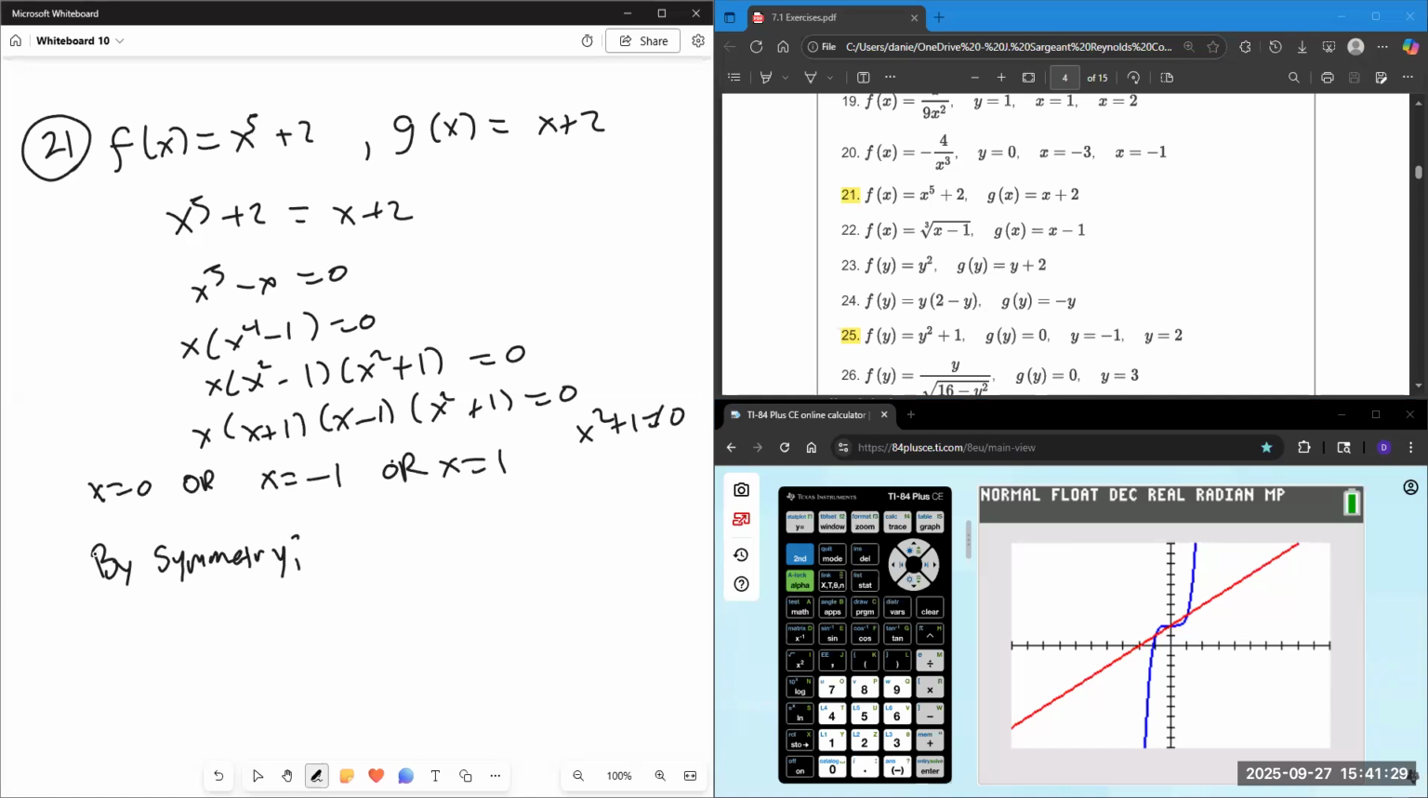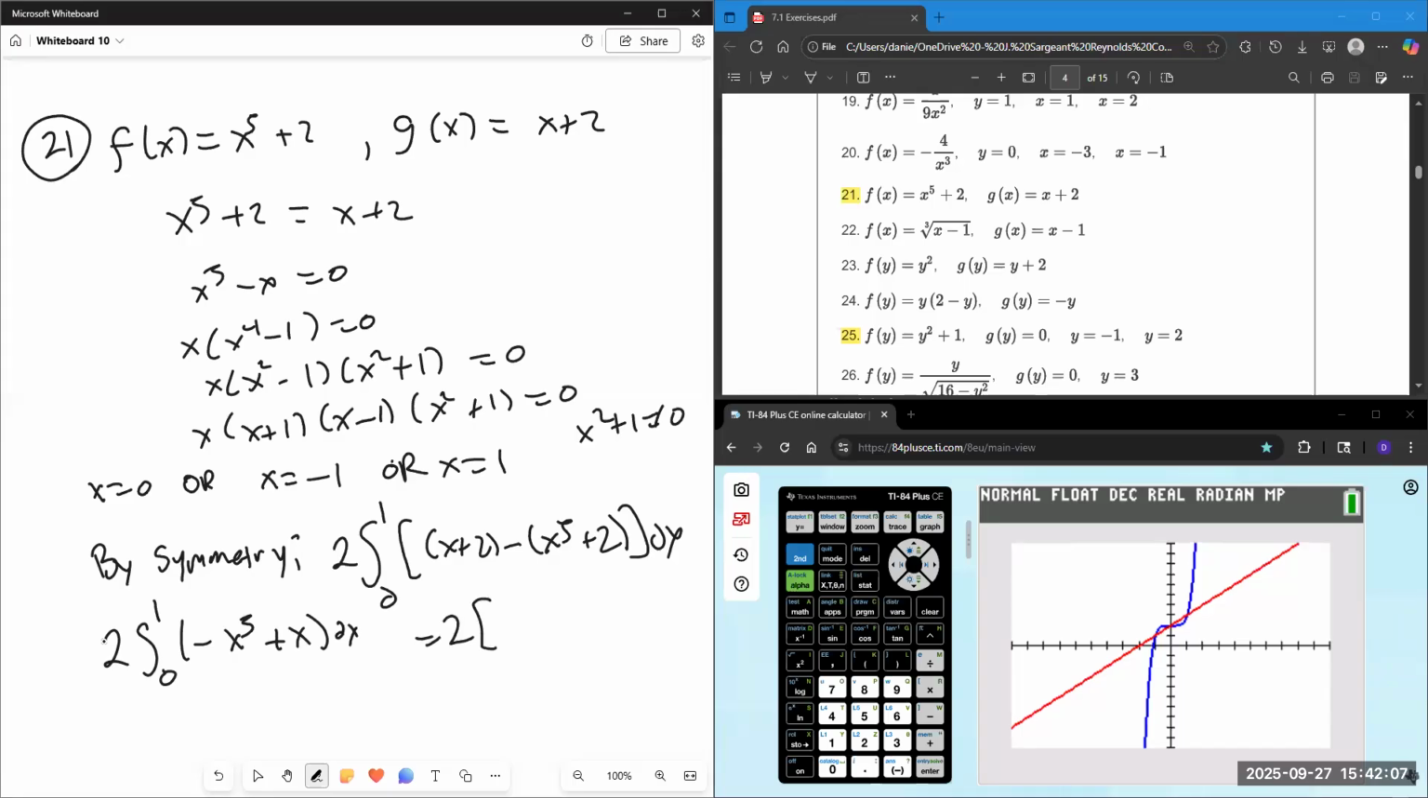this is 2 times, and then I can have -1 to 0 of, actually I prefer 0 to 1 here in this case, of the line minus the, okay, so this is 2, 0 to 1 of -x to the 5th plus x dx is 2 times -x to the 6th over 6 plus x squared over 2, 0 to 1.